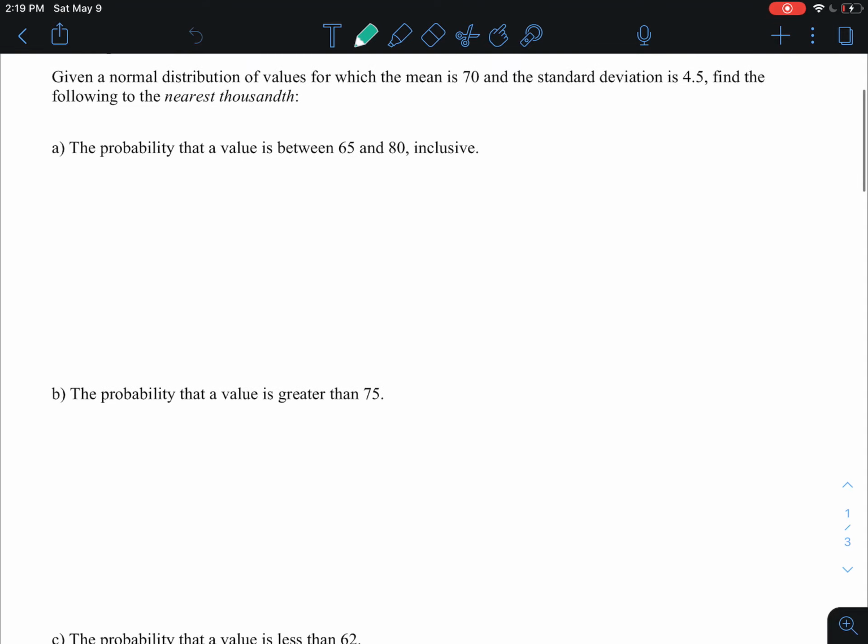So the first thing we're being asked to look at is the probability that a value is between 65 and 80 inclusive. So because this is data that's normally distributed, we are going to sketch ourselves a normal curve. So I'm just going to give myself a sketch here to work off of. And we know that the mean is 70, so I'm going to put my mean right in the middle.